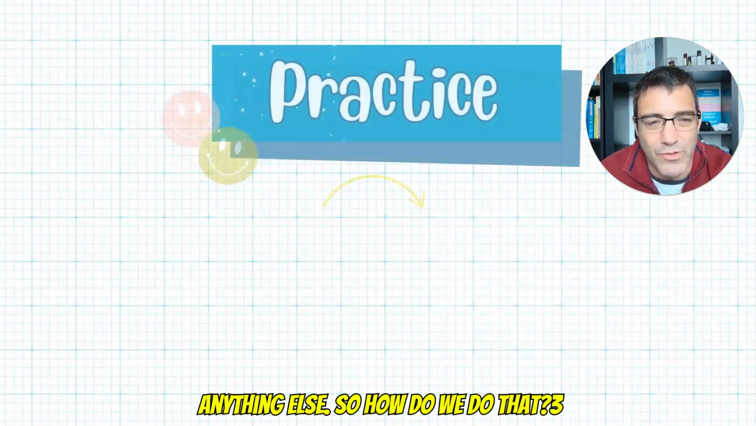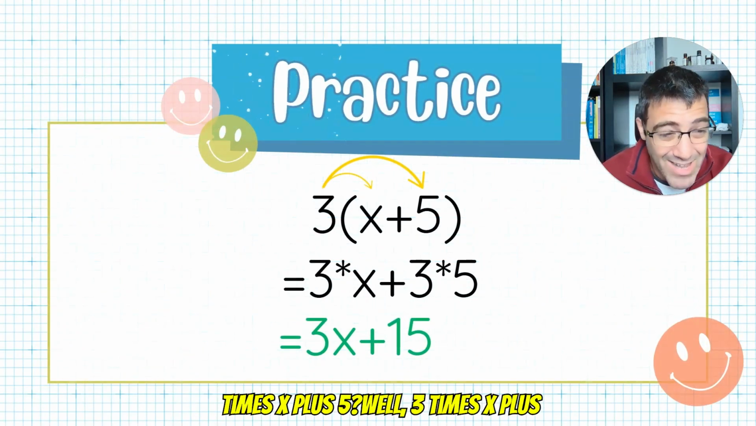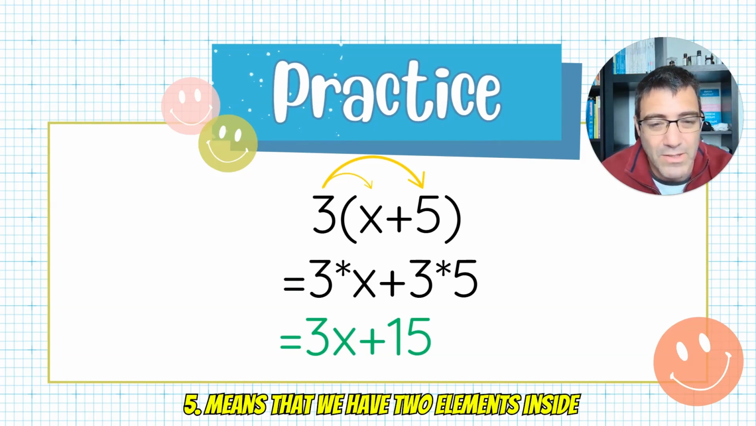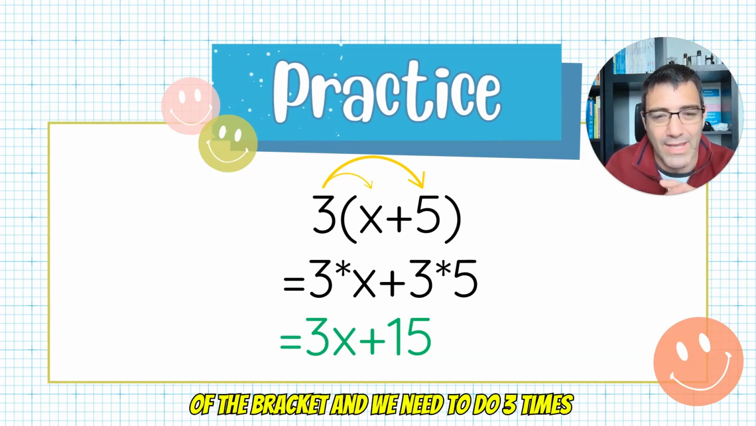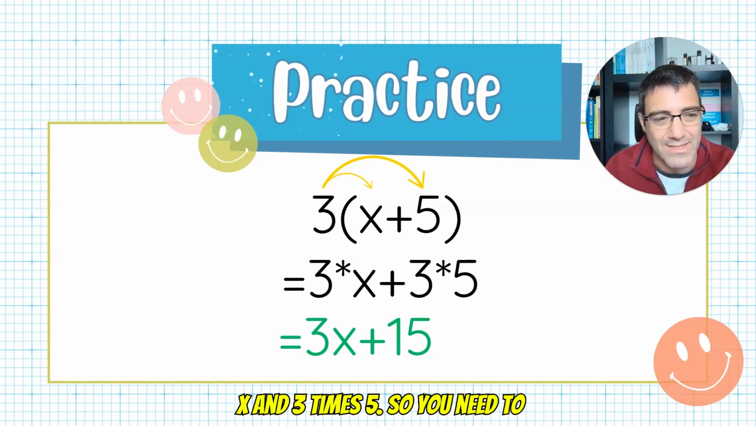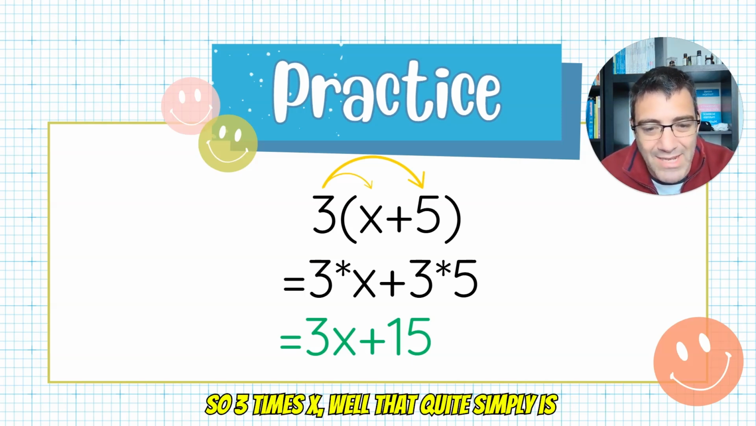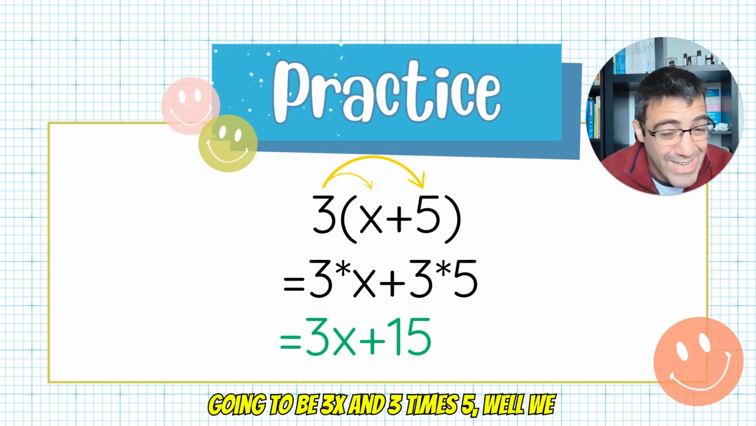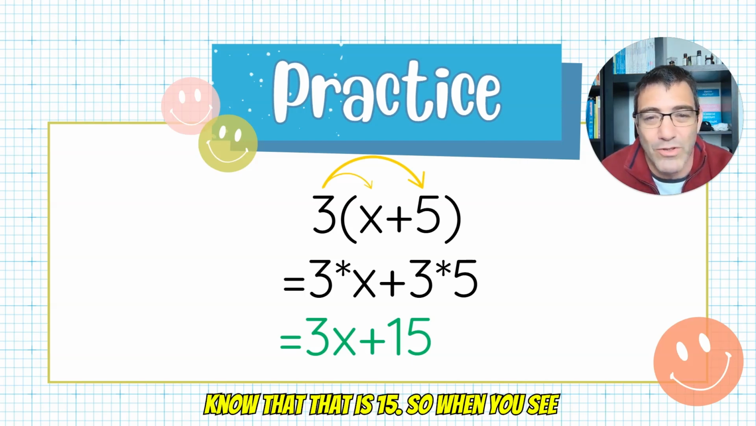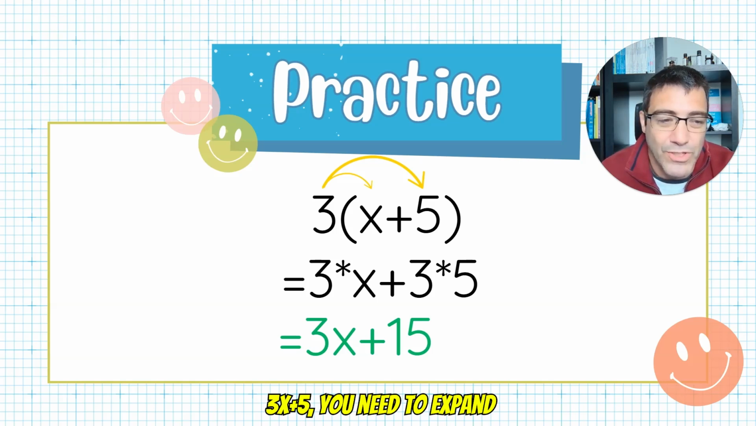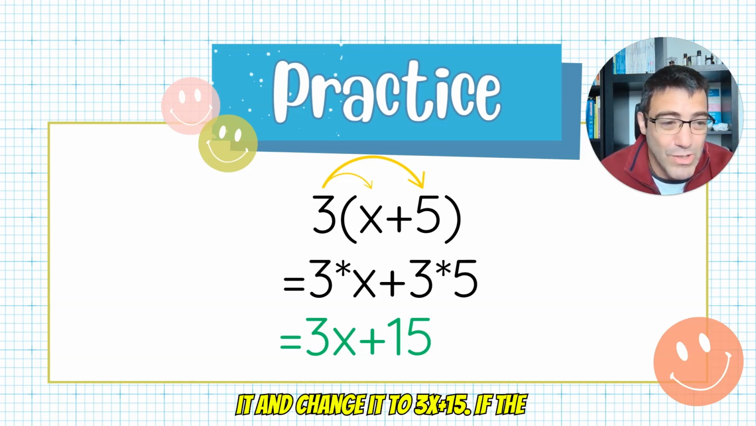So how do we do that? 3 times x plus 5. Well, that means that we have two elements inside of the bracket and we need to do 3 times x and 3 times 5. So you need to distribute, or give the 3, to everyone. So 3 times x is going to be 3x, and 3 times 5, we know that is 15. So when you see 3 times x plus 5, you need to expand it and change it to 3x plus 15.